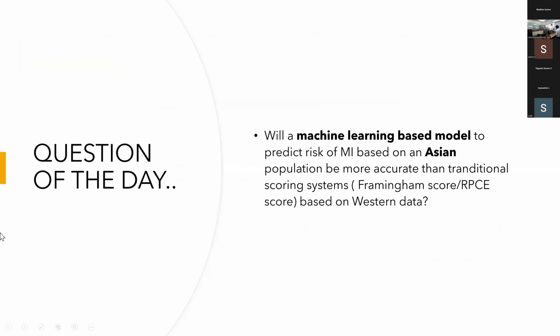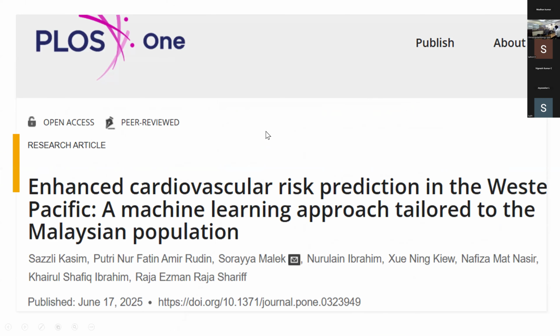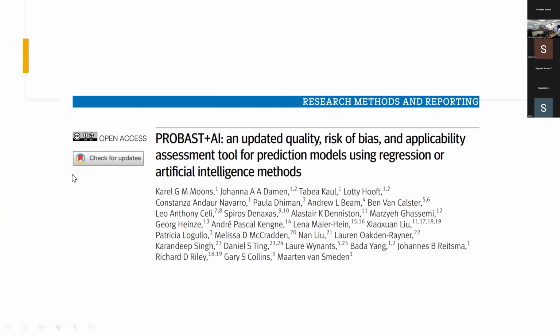So the question that we'll be trying to answer today is, will a machine learning algorithm for predicting the risk of MI, based on an Asian population, fare better compared to a traditional scoring system like the Framingham risk score or the RPCE score, which is mostly based on Western data? For critically appraising this, I'll be using an article published in PLOS in June 2025, which aimed to find out the cardiovascular risk prediction in the Malaysian population using a machine learning approach. And for critically appraising this article, I'll be using the PROBAST-AI checklist of 2025.